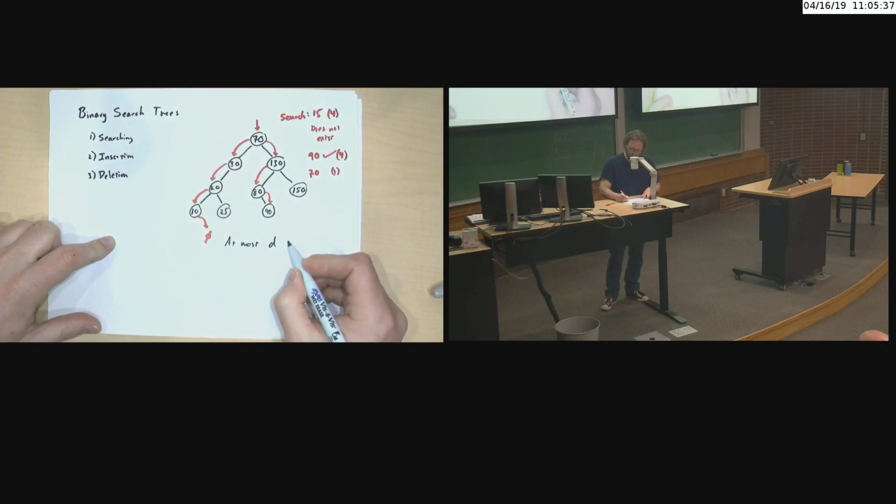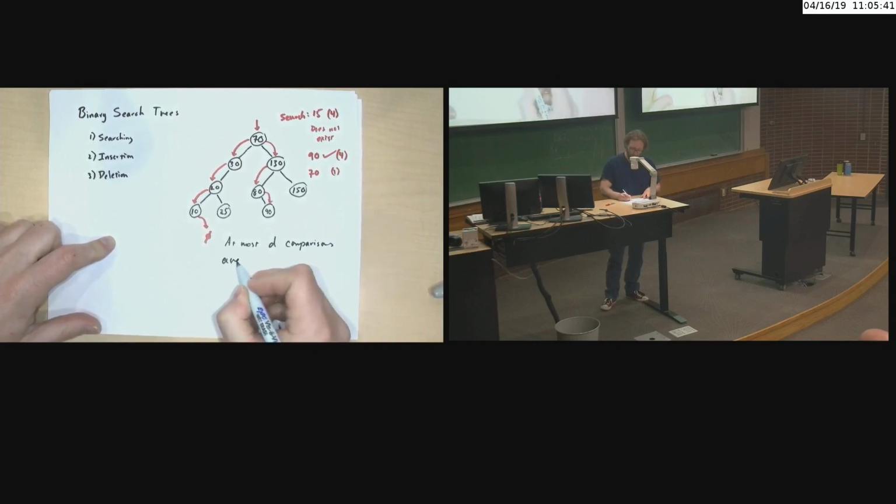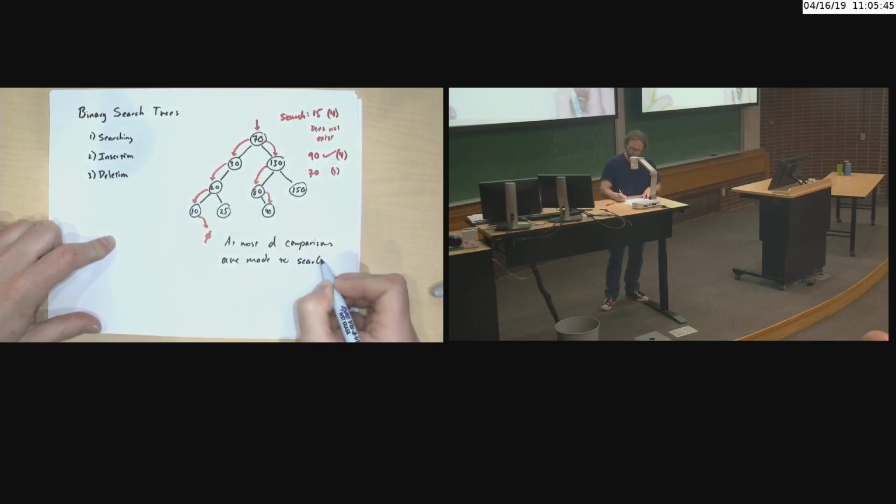D comparisons are made to search for any node, where D is the depth of the tree. Therefore, this searching is order D.